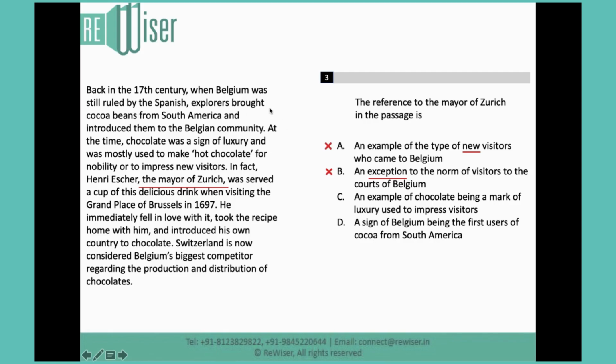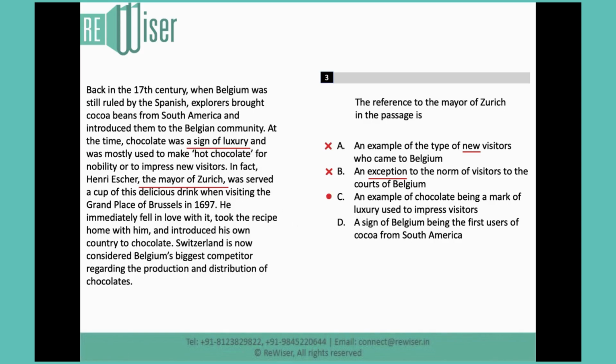Right, we're talking about cocoa beans. At the time, chocolate was a sign of luxury and was mostly used to make hot chocolate for nobility or to impress new visitors. In fact, so and so the mayor of Zurich was served a cup of this delicious drink when visiting this. So he is an example of a visitor, we don't know of a new visitor, who was served this luxury drink. So it's an example of hot chocolate being a mark of luxury used to impress visitors more than an example of a new visitor who came to Belgium. Preferable, right? So I would keep C.